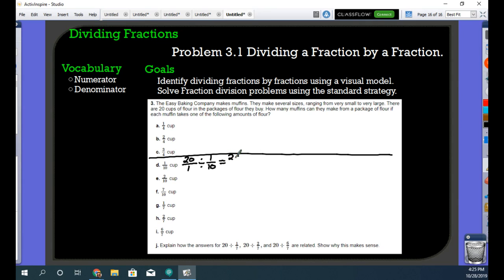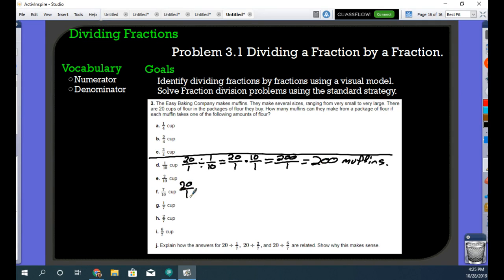Flip and multiply. 20 over 1. We're going to multiply. We're going to flip. This will give us 200 over 1. Yes, absolutely. We can make 200 muffins in this case. You can imagine that twice as many tenths will give us half as many muffins. So I'm going to go ahead and skip that one.